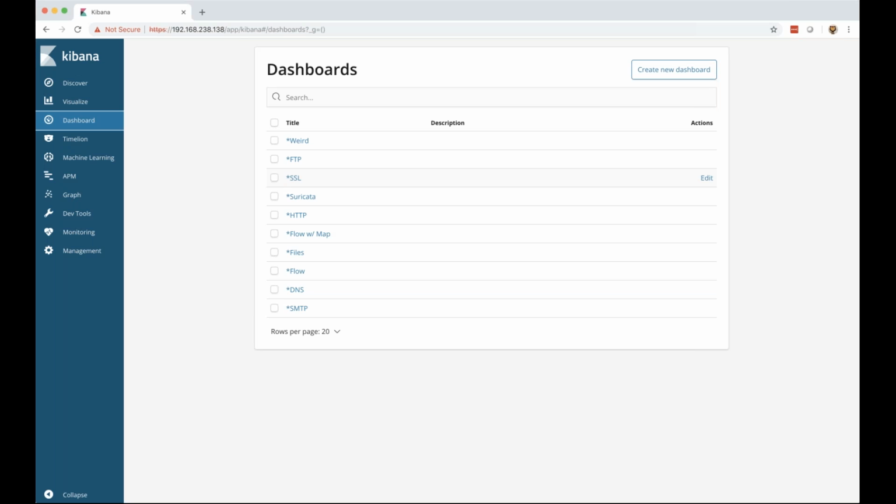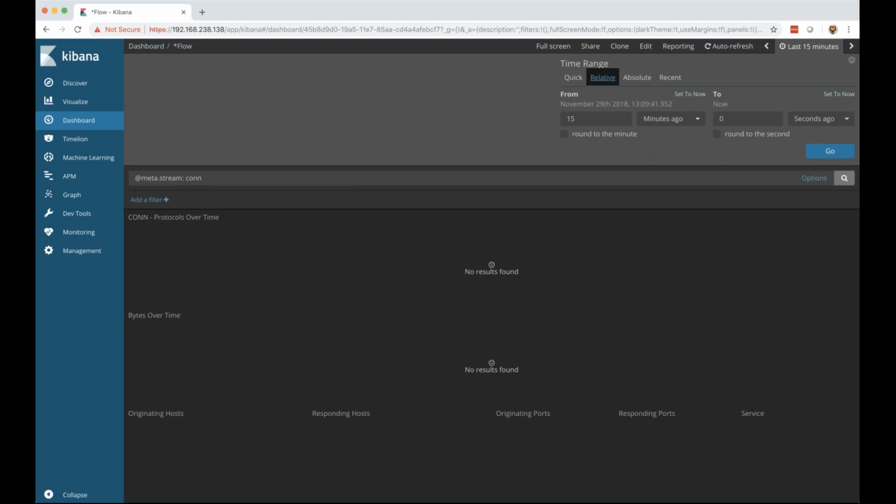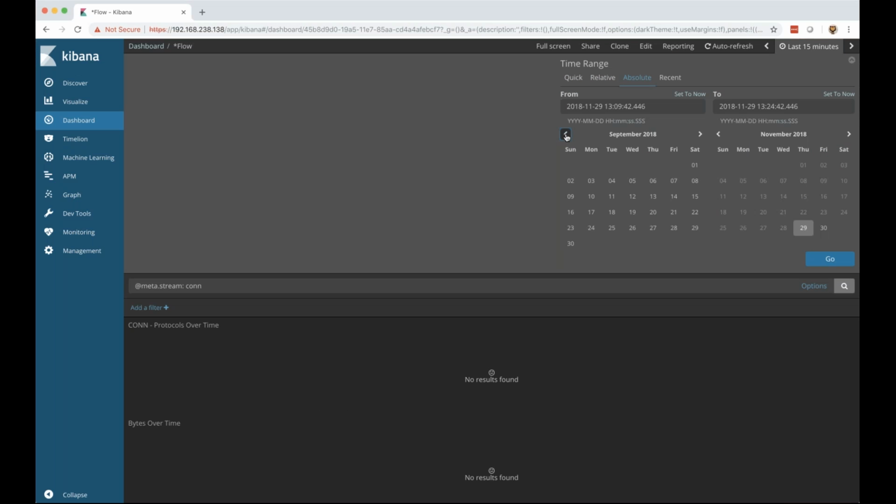So I'm going to be using Kibana as my tool of choice to kind of view these Bro logs. I have pre-built a lot of my dashboards. They're not terribly complicated. Most of them are pretty straightforward. So for example, here we go and look at my flow log. It'd be helpful if I get the right time frame real quick. So I've seeded some previous data on August 1st.